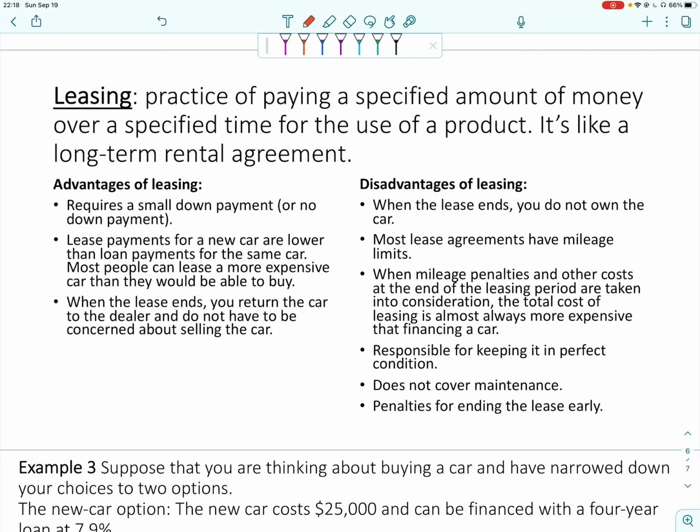When the lease ends, you return the car to the dealer and you don't have to be concerned about selling the car. You just bring it back. You say, all right, my lease is over. Let's get a new lease going, and you get a new car.